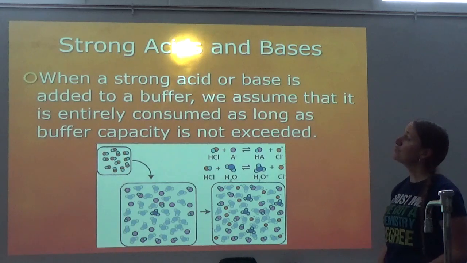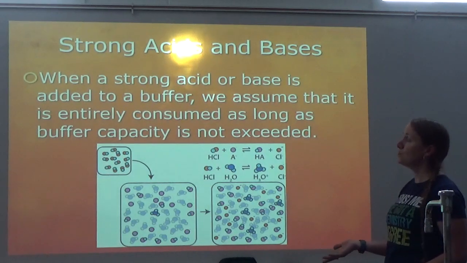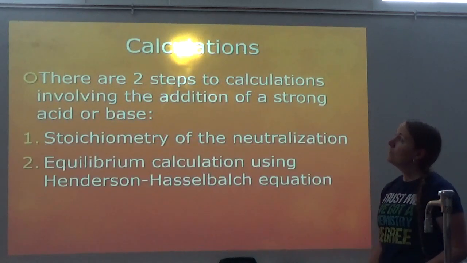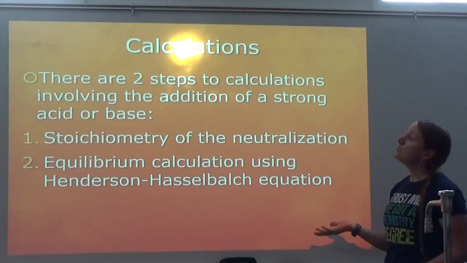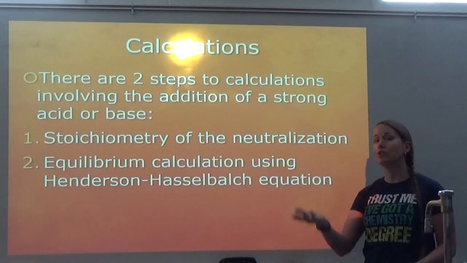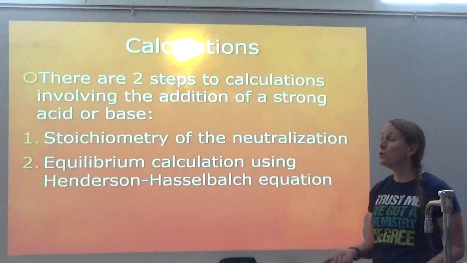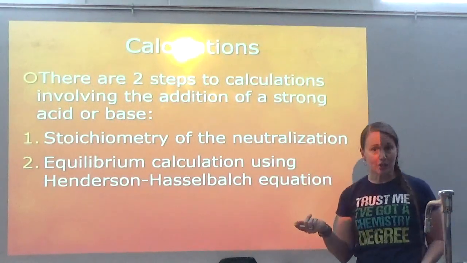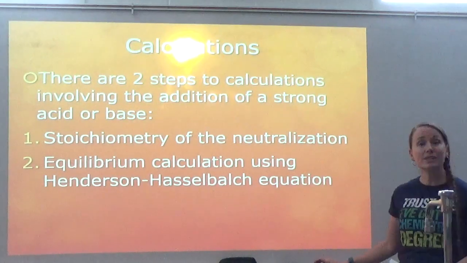When a strong acid or base is added to a buffer, we assume that it is entirely consumed as long as buffer capacity is not exceeded. There are 2 steps to calculations involving the addition of a strong acid or strong base. So now we're not just dealing with the buffer alone, we're going to add an acid or a base to the buffer. The first step is stoichiometry of the neutralization, and the second step is equilibrium calculation using Henderson-Hasselbalch.